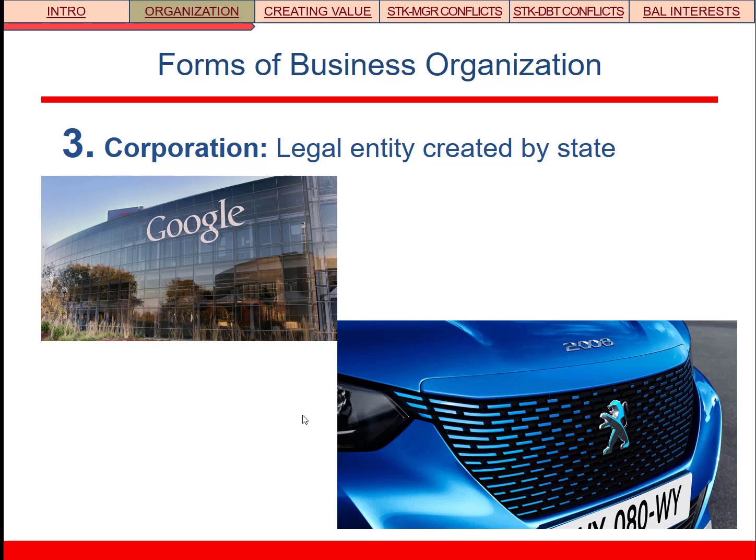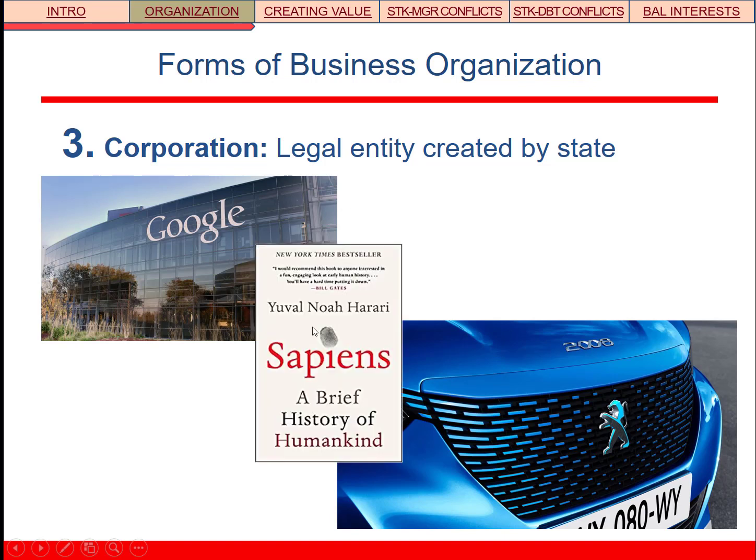A corporation is a legal entity created by a state, and it's separate and distinct from its owners and managers. Harari, who is a historian and author of the book Sapiens, calls corporations legal fictions, which are among humanity's most ingenious inventions, because during most of recorded history, property could be owned only by flesh and blood humans. But a corporation is a concept of our collective imagination.